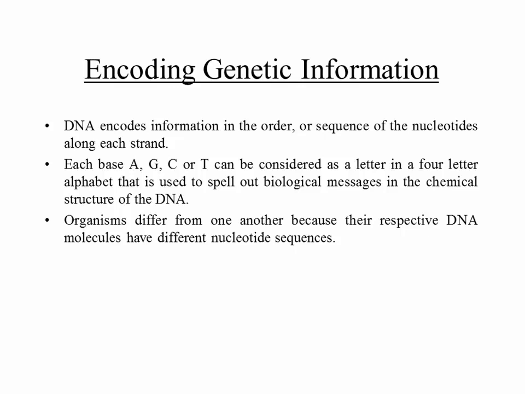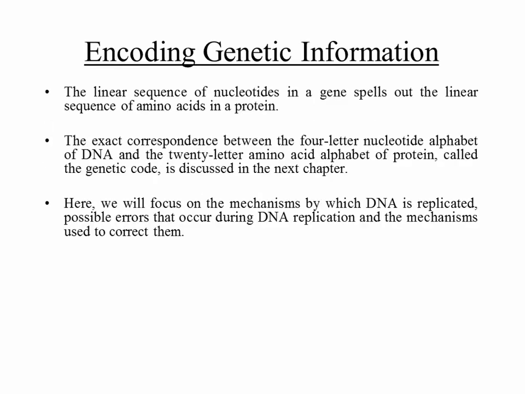So organisms differ from one another because their DNA sequences are different. But those 3 billion letters are the entire information needed to make a complete human being. The linear sequence of nucleotides in a gene, all those A, G, C, Ts, spells out the linear sequence of amino acids in a protein, because the DNA codes for proteins. The exact correspondence between the 4-letter nucleotide alphabet of DNA and the 20-letter amino acid alphabet of protein is called the genetic code, and will be discussed in the next chapter. So you can get a map from DNA to protein.